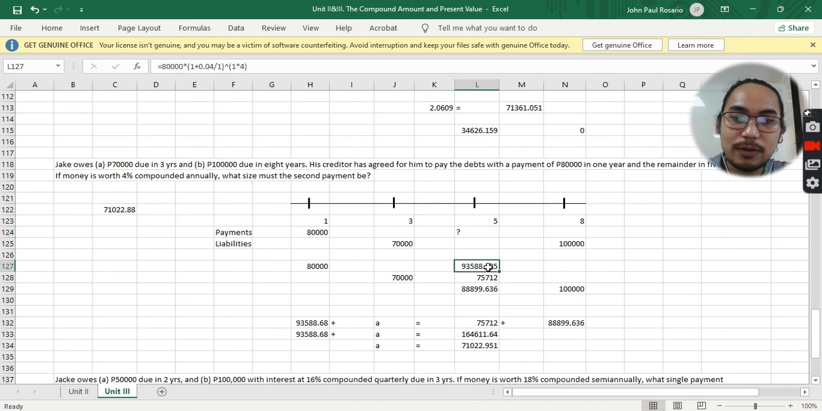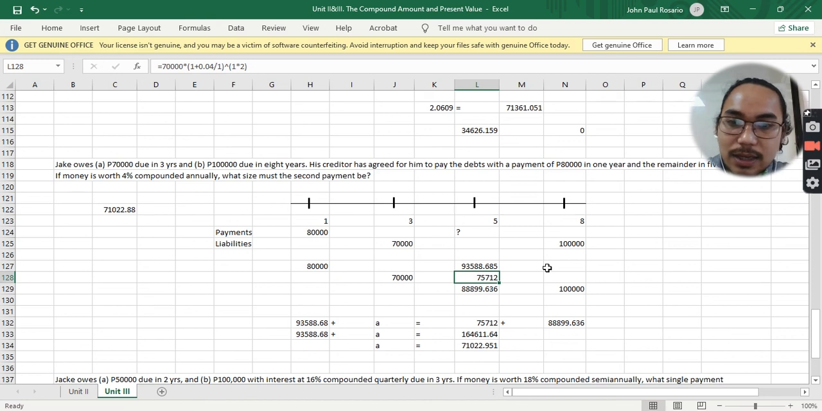So for payment 1, it is 80,000 times 1.04 for 4% compounded annually. Right? So 1.04 raised to the power of how many years forward? That's 5 minus 1. That's 4. So that should give us 93,588.67 for our first debt.